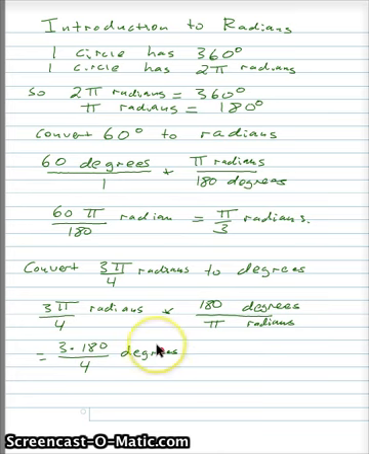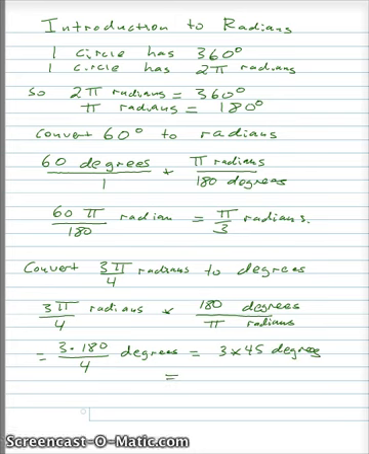How many times does 4 go into 180? Let's see. 4 goes into 18 4 times with 2 left over. 4 goes into 20 5 times. So 45, and 3 times 45 degrees. So what will that be? 3 times 45 degrees, which I believe is 135 degrees, which puts us in quadrant number 2. So we can see that 3 pi over 4 is equivalent to 135 degrees in quadrant 2.